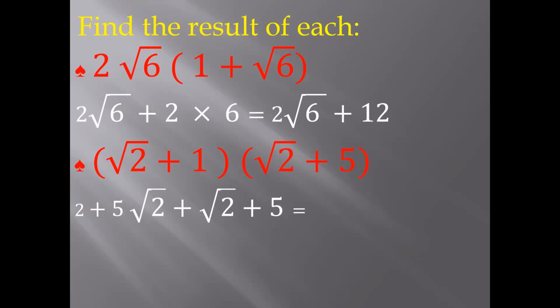I'll add the like terms. Here 5 root 2 plus root 2 equals 6 root 2, and 2 plus 5 equals 7. So the answer will be 7 plus 6 root 2.